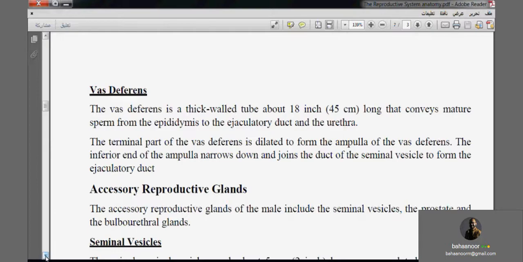The terminal part of the vas deferens is dilated to form the ampulla of the vas deferens. The inferior end of the ampulla narrows down and joins the duct of the seminal vesicles to form the ejaculatory ducts.